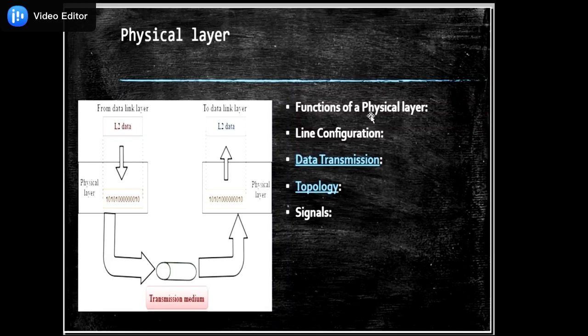Then the functions of the physical layer. First, line configuration. It defines the way two or more devices can be connected physically. Data transmission defines the transmission mode between two devices on the network, whether simplex, half duplex or full duplex. Then topology defines the way network devices are arranged. Then signal determines the type of signal used for transmitting the information. Those are the functions of the physical layer.